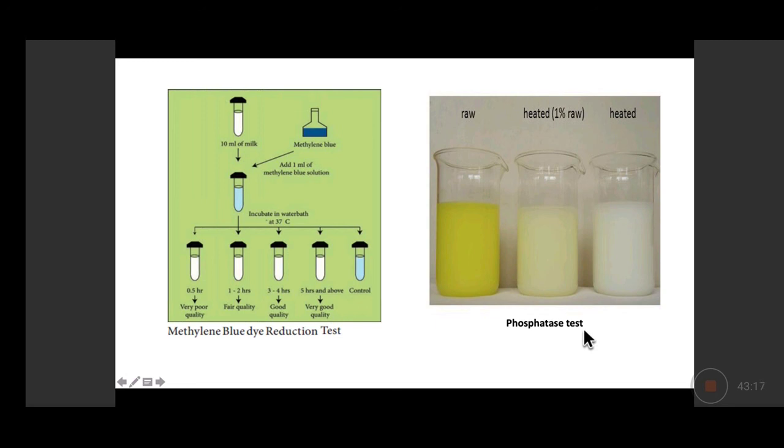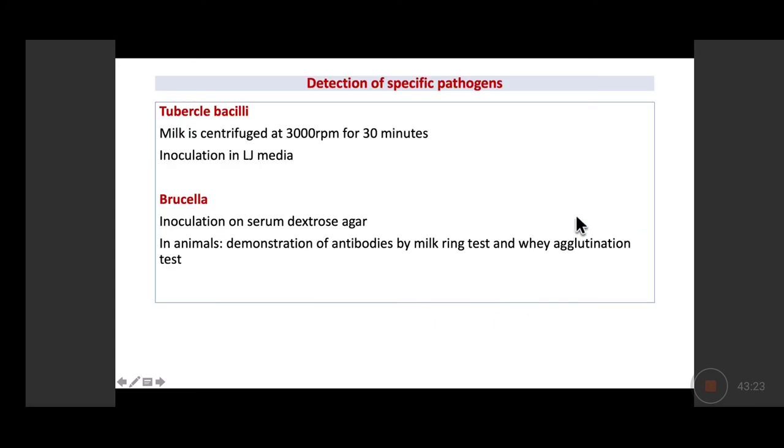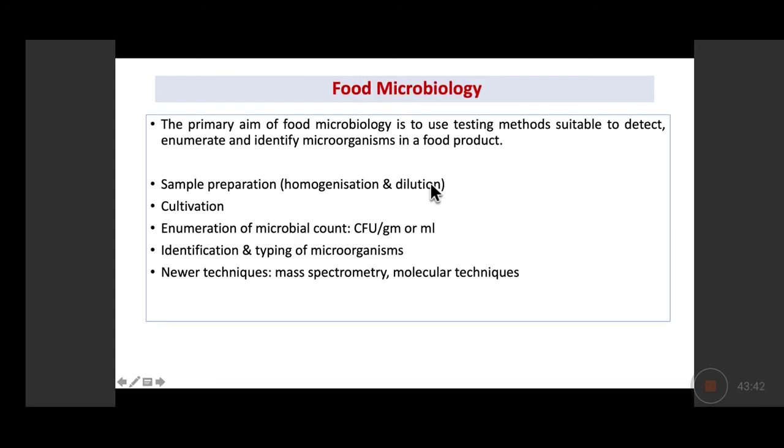Similarly, this is a picture showing the phosphatase test. Raw milk will be yellow in color and heated milk will be white in color. Then we can also detect specific pathogens like tubercle bacilli, and for brucella we can inoculate them on serum dextrose agar and isolate it. And in animals we can also demonstrate antibodies. This must have been told to you by the milk ring test and whey agglutination test.